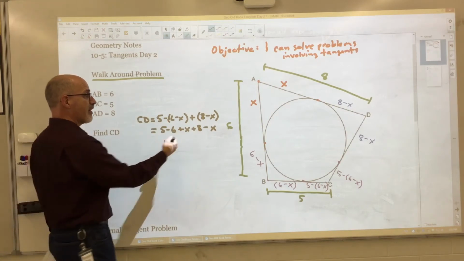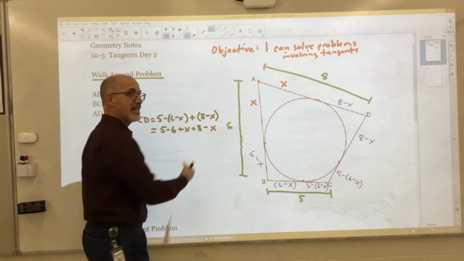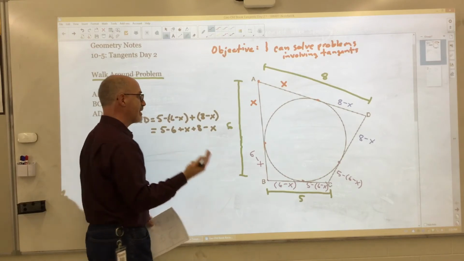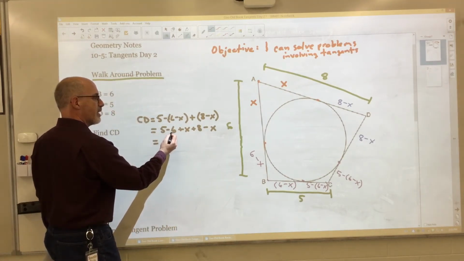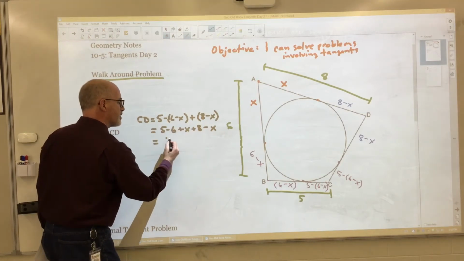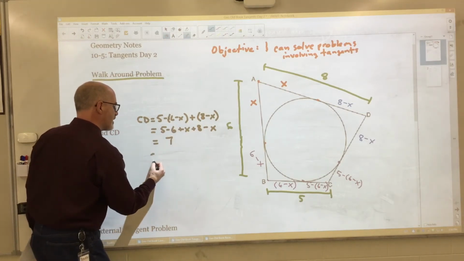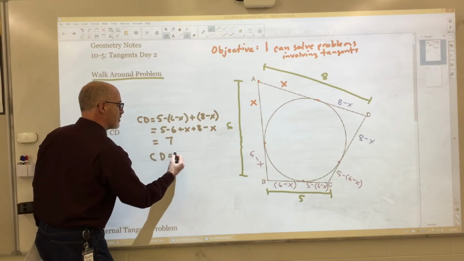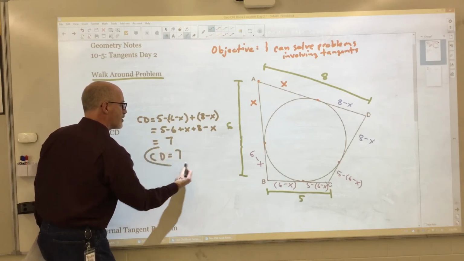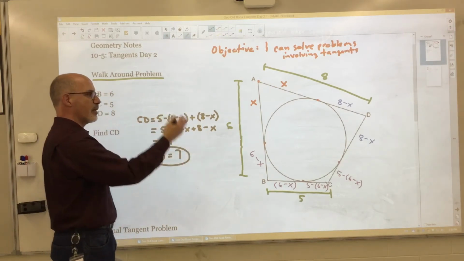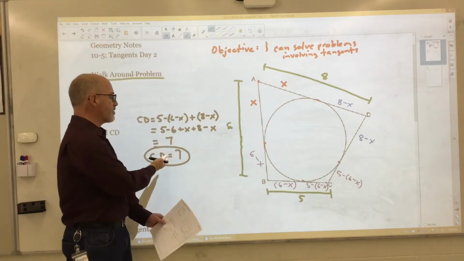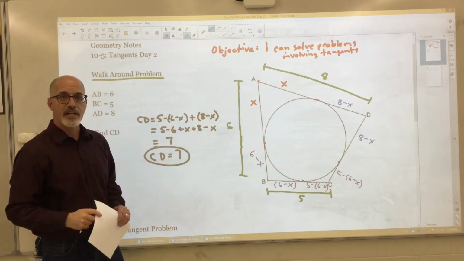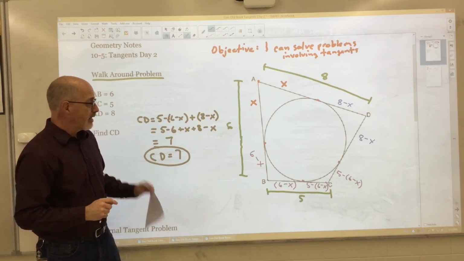Now when I simplify, notice that this X and this minus X, the unknowns, are eliminated. So what I get is 5 minus 6 is negative 1. Negative 1 plus 8 is equal to 7. So I get that my CD is equal to 7. We've walked around the problem, used what we do know about those common tangents, and then found the final solution by simplifying our result. Let's try another one.